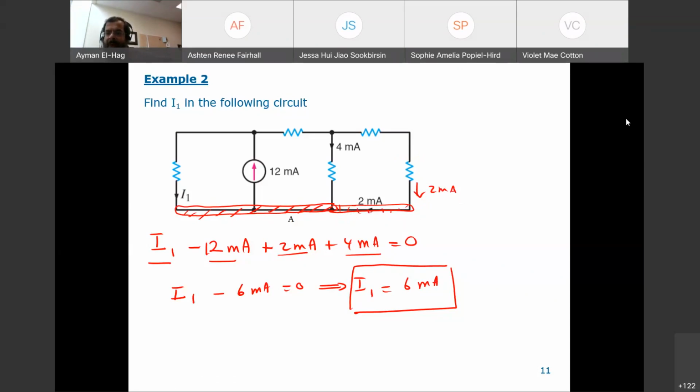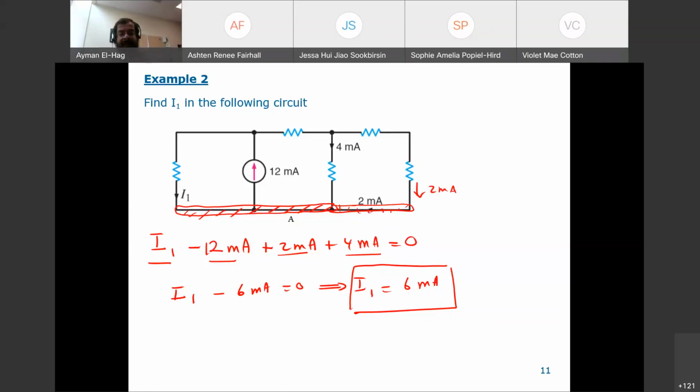Why is it minus 12 instead of plus 12? Because we have a convention. Current entering the node is positive, current leaving the node is negative. That is the convention we established. We could establish any other convention. We could say current entering the node is negative, current leaving the node is positive, or current entering the node equals current leaving the node. Any of these three conventions will give you exactly the same answer.